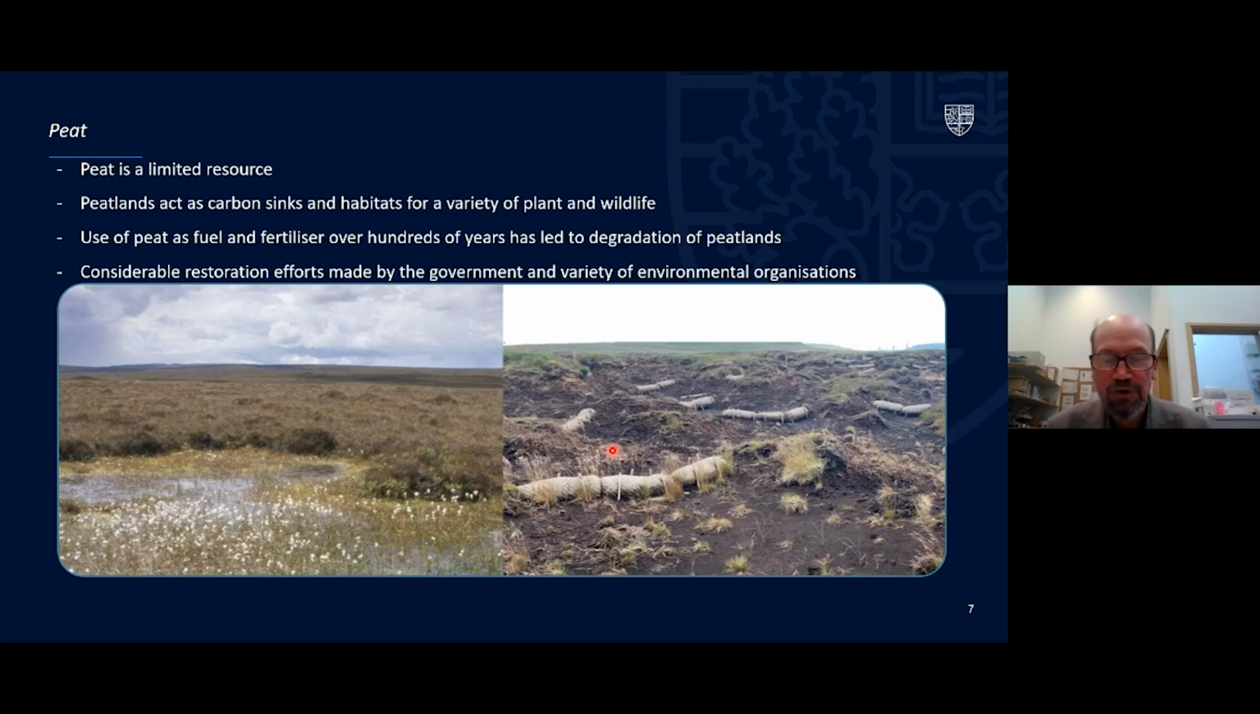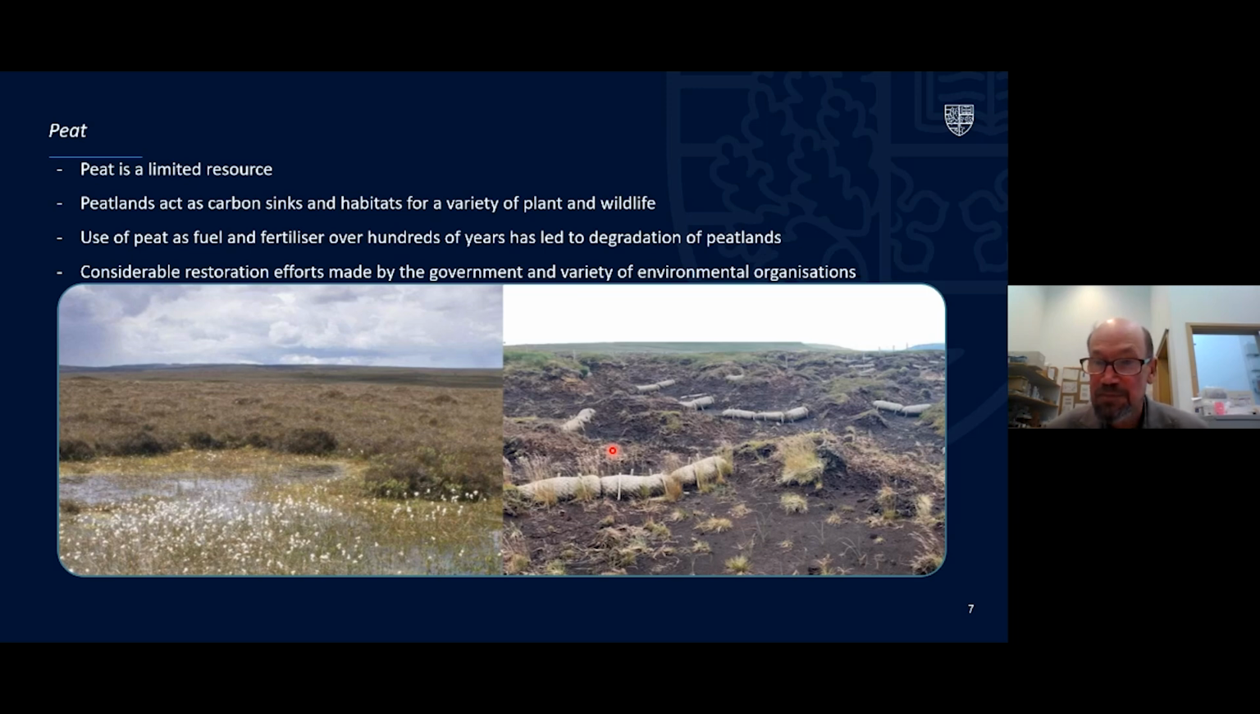And what is even more critical is that we know that peat is a huge bulwark against climate change. It's a carbon sink, much more effective than forests, in fact, at storing carbon. And so the idea of losing large amounts of peat is just going to make the situation with regards to climate change even worse than it is at the moment.